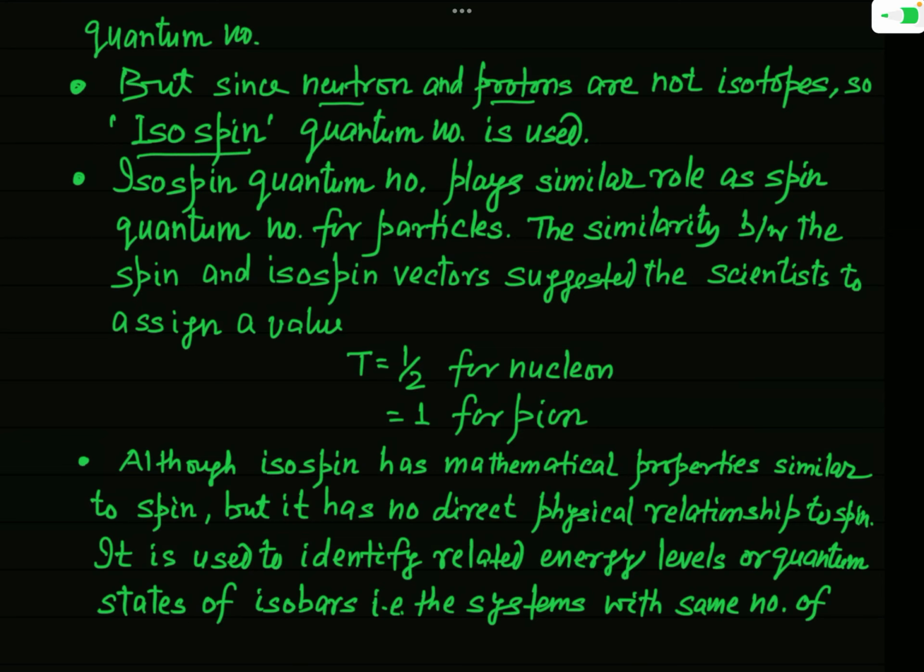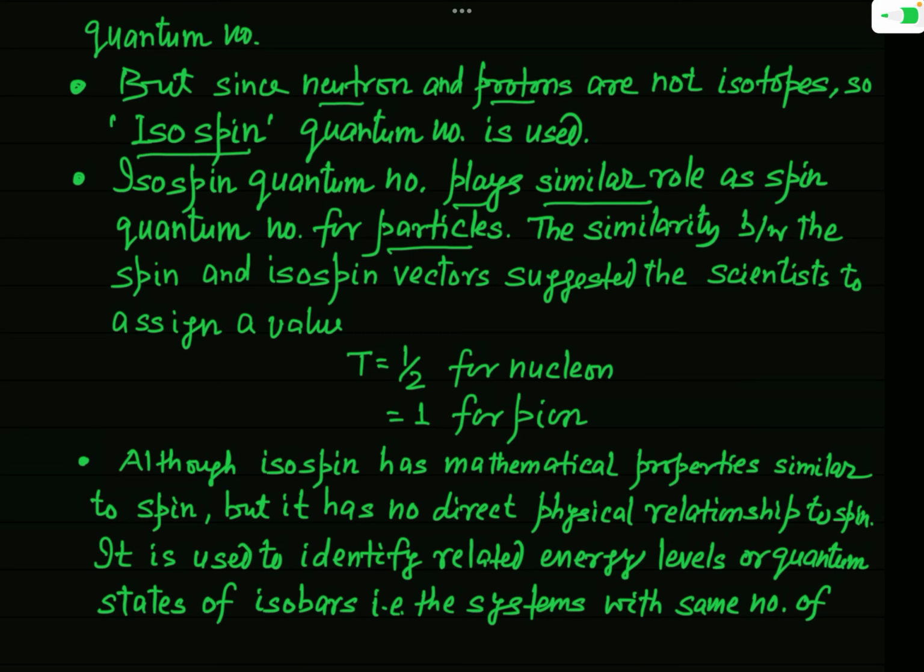In fact, this isospin quantum number has the same mathematical properties as the spin of a particle. So in other words, you can say that the isospin quantum number plays a similar role as the spin quantum number plays in the case of particles.